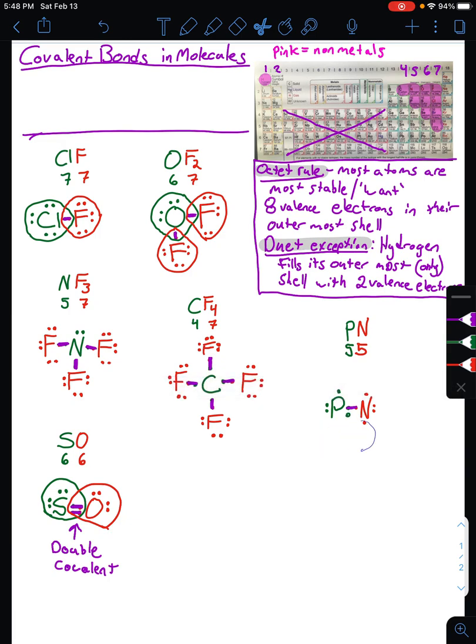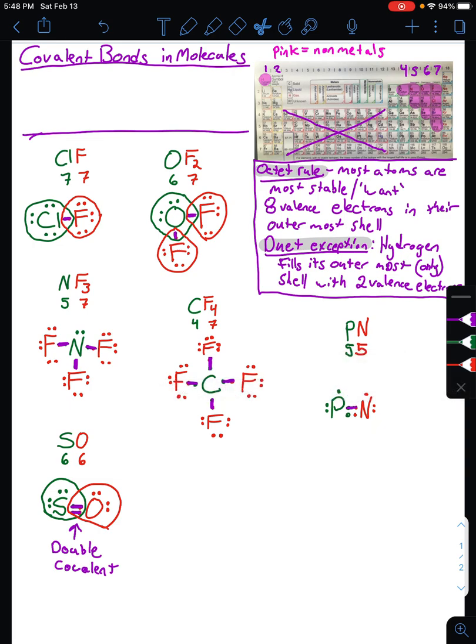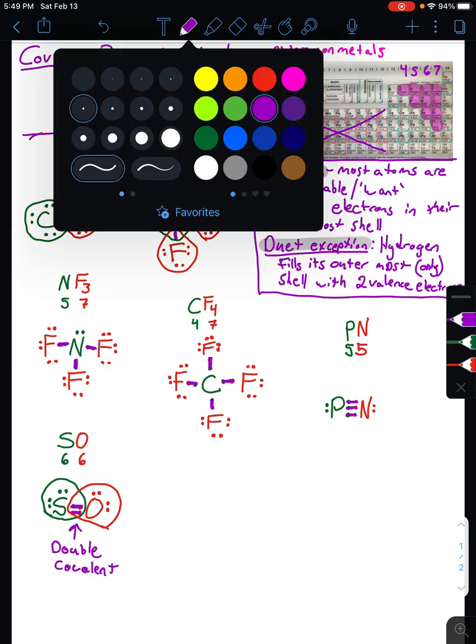Bring that in. Bring that in. Bring that valence electron in. Bring that valence electron in. Pair them up with a line. Pair them up with a line. And there's a much nicer looking triple bond. Once you get used to this, there is no need to do the dots under the line. You can just draw them.